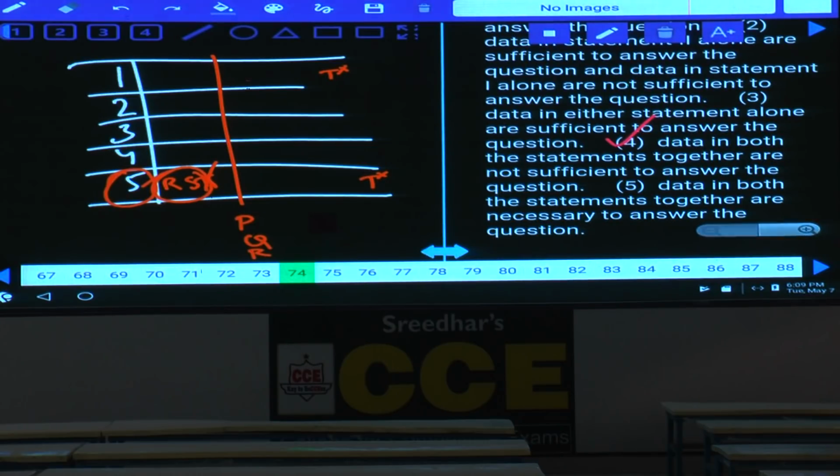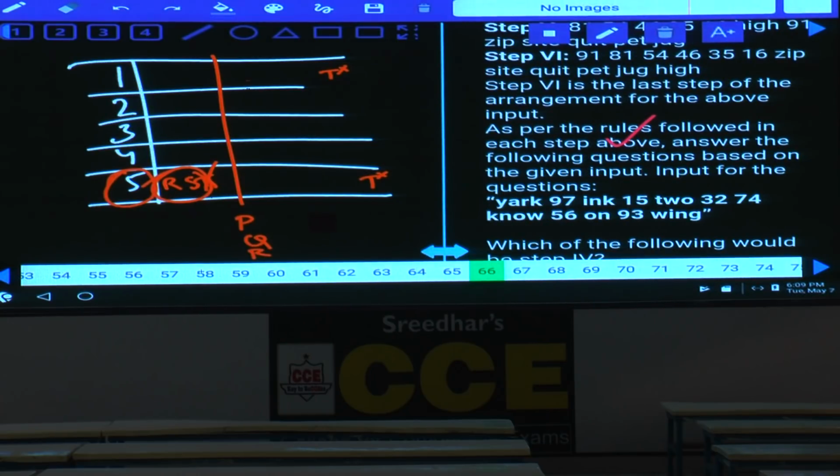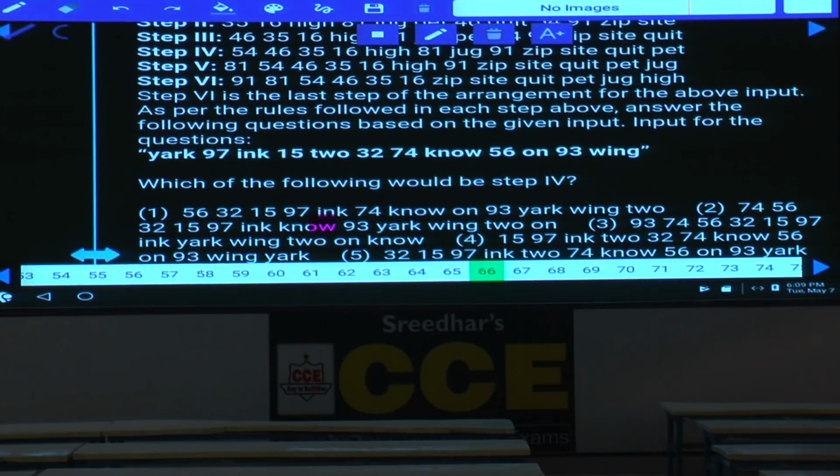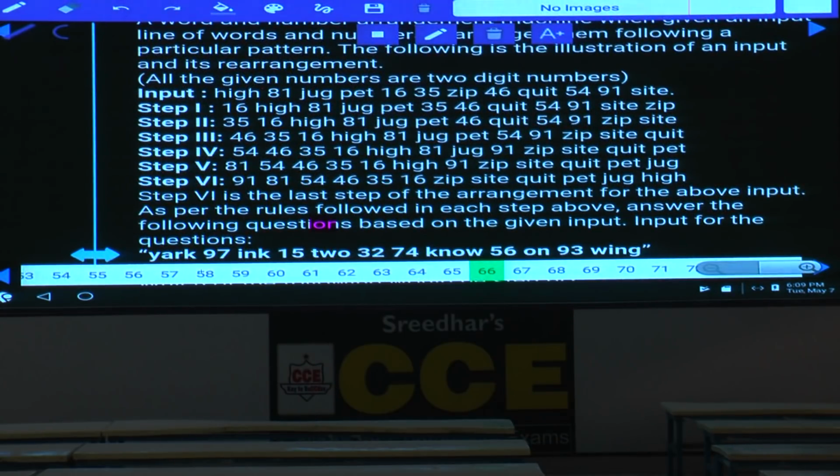Done with this? Now we have done with the question number 71 to 75. Then 66 to 70. Now in this question number 66 to 70, it comes under which category? Input and output. Now in this input and output 66 to 70, the input is: hug, 81, jerk, pet, 16, 35 and so on. Then tell me what is your answer here.